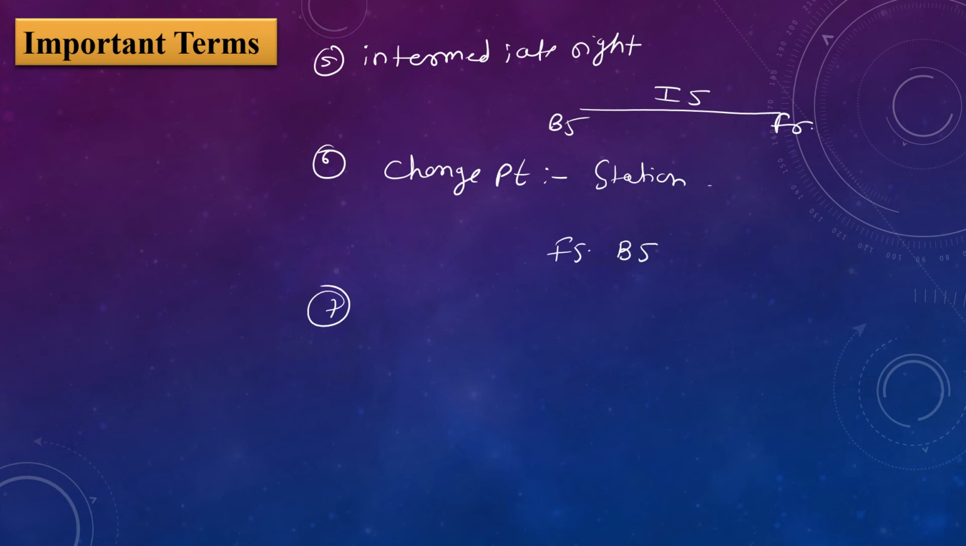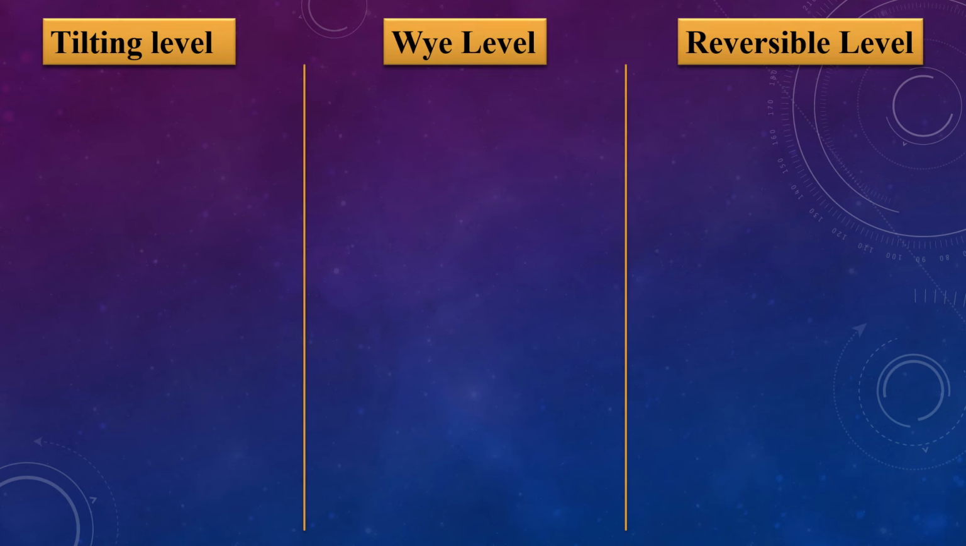The next are the types of levels. In that, first one is tilting level. In case of tilting level, the line of collimation of the telescope is parallel to the axis of the bubble tube.